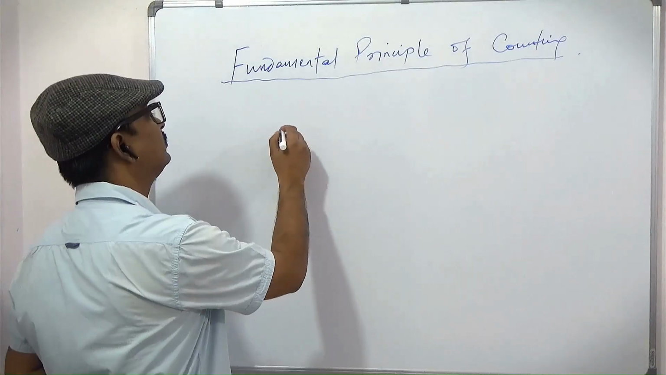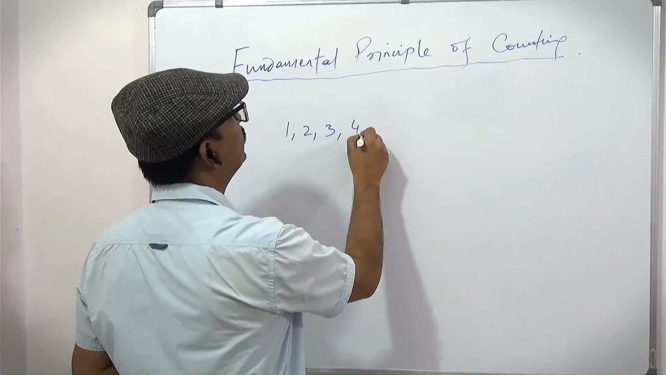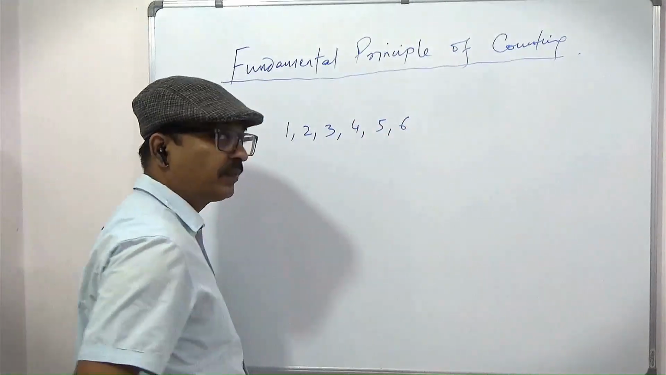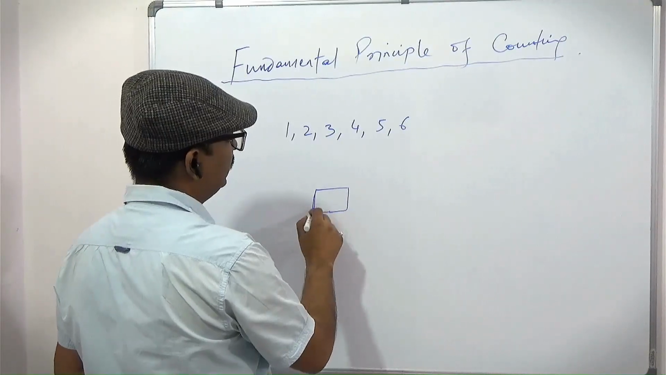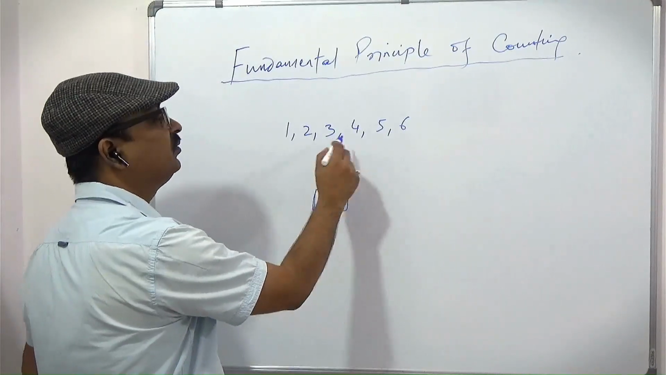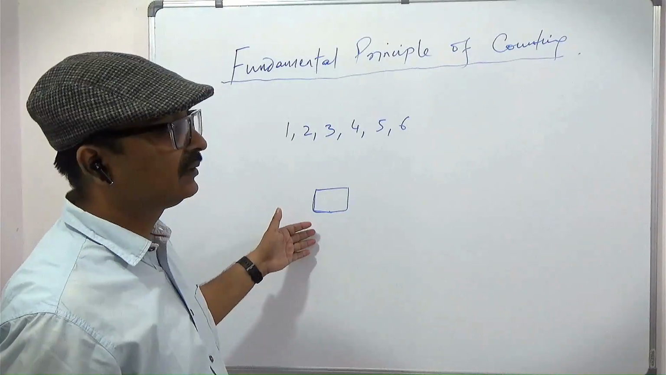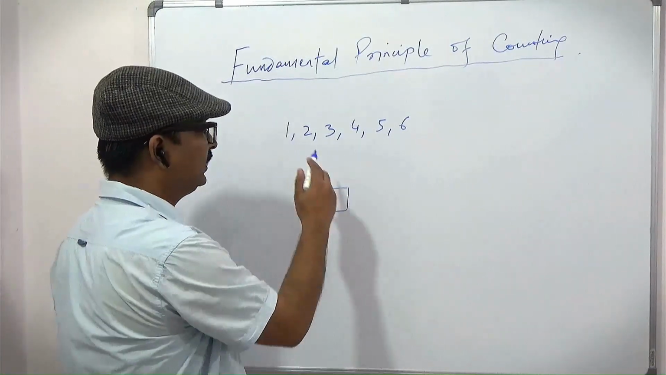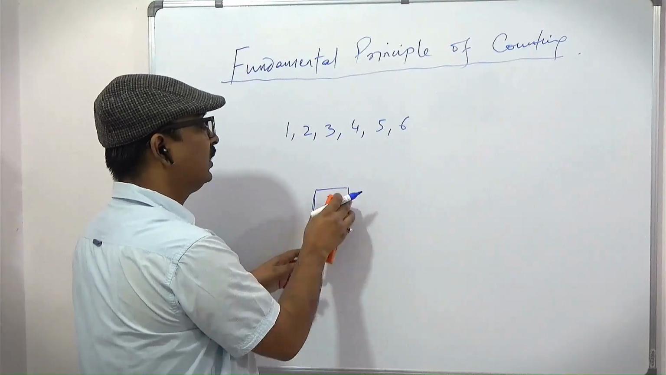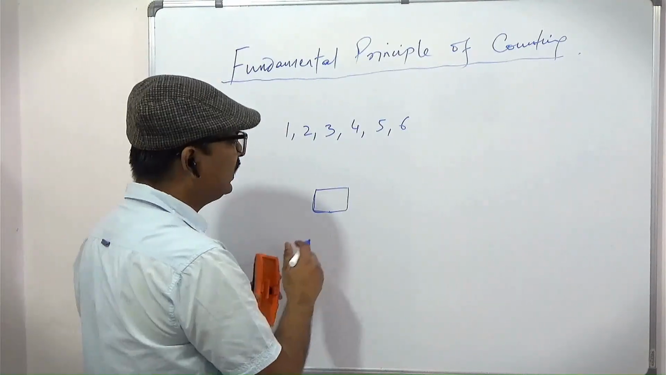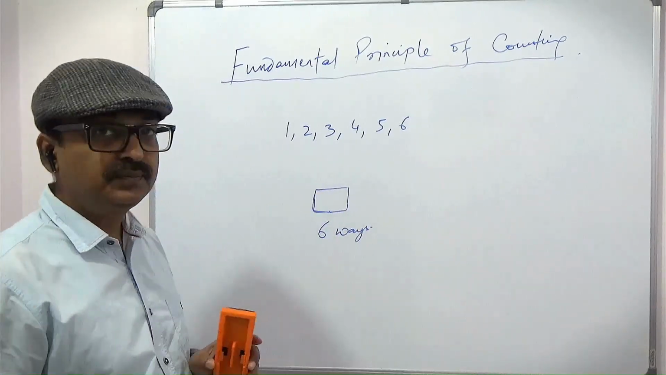Let's say we have six digits: 1, 2, 3, 4, 5, and 6, and we have a slot. We have to fill the slot with any one of these digits. How many possibilities are there? We have 6 digits, so either this can be 1, or it can be 2, or it can be 3, 4, 5, 6. So there are 6 different ways of filling the slot.